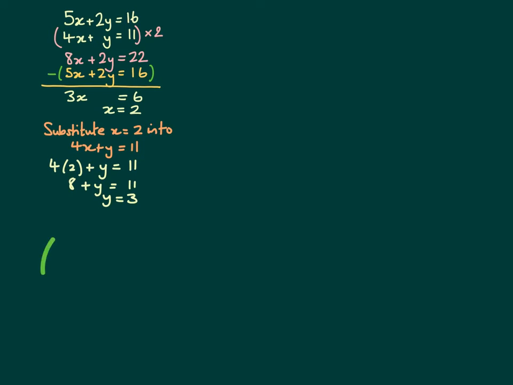Alright? So once we've cheated and made those y's the same, the method's exactly the same as it was before, look. So our coordinate there is going to be x equals 2 and y equals 3.